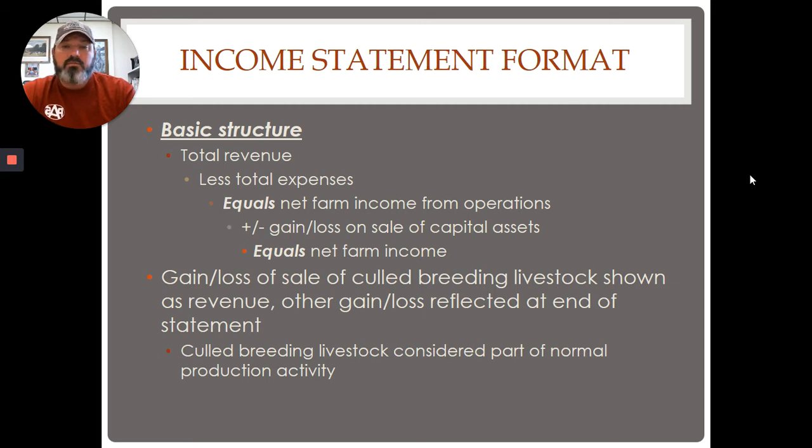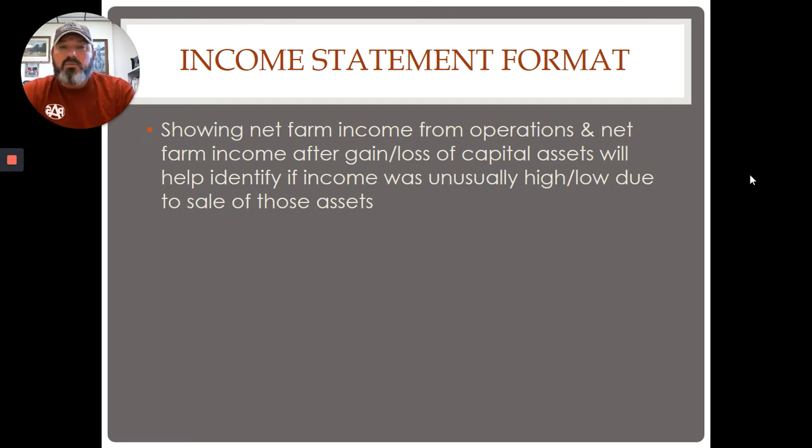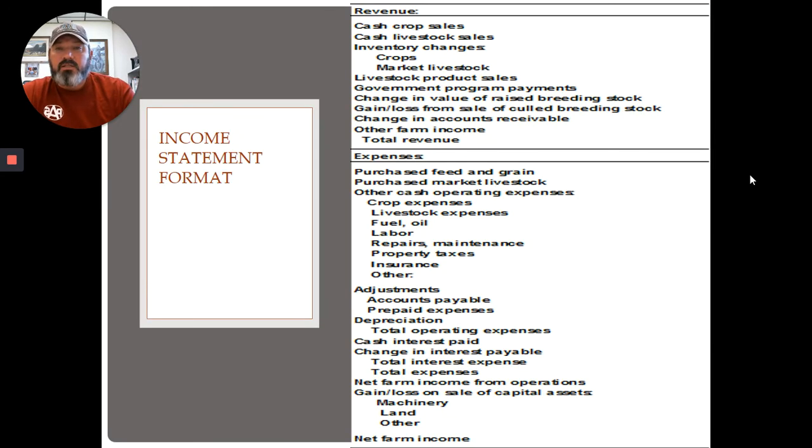Occasionally we'll have cull breeding livestock shown as revenue and other things at the end of the statement, but those are usually considered part of normal production activity. So when we look at net farm income from operations and net farm income after the capital assets gain or loss, that'll help tell you whether it was unusually high or low sale on those assets. Help identify some things here.